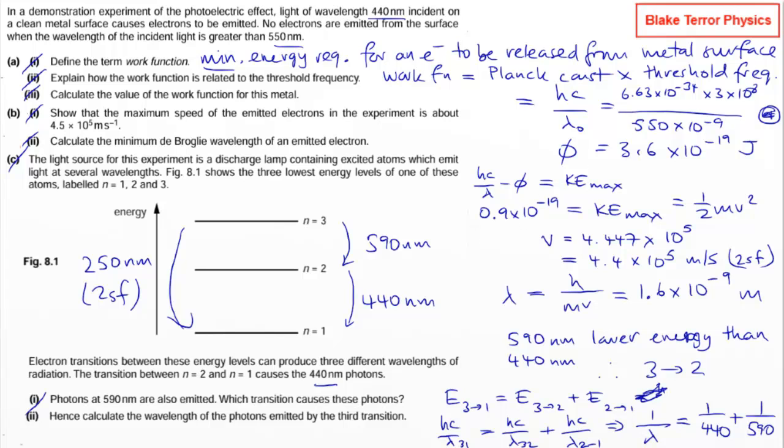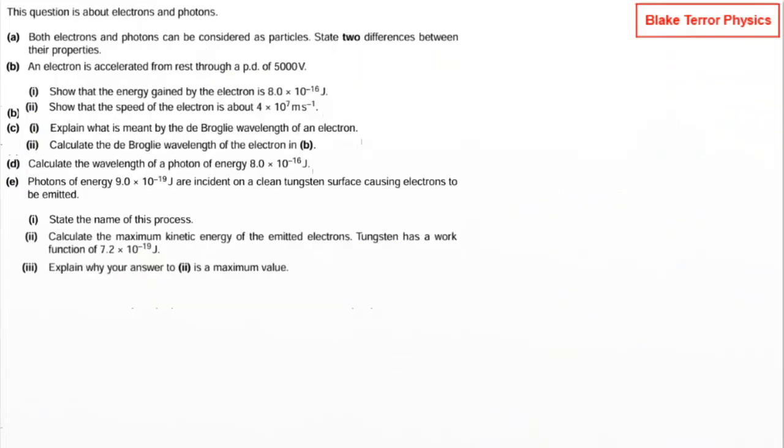Let's do one more. I think I've got one more in this set. Yeah, I'll do this one. Right, this question is about electrons and photons. Both electrons and photons can be considered as particles. State two differences between their properties. Right, so we can say electrons have mass, photons don't. Photons do not have mass.